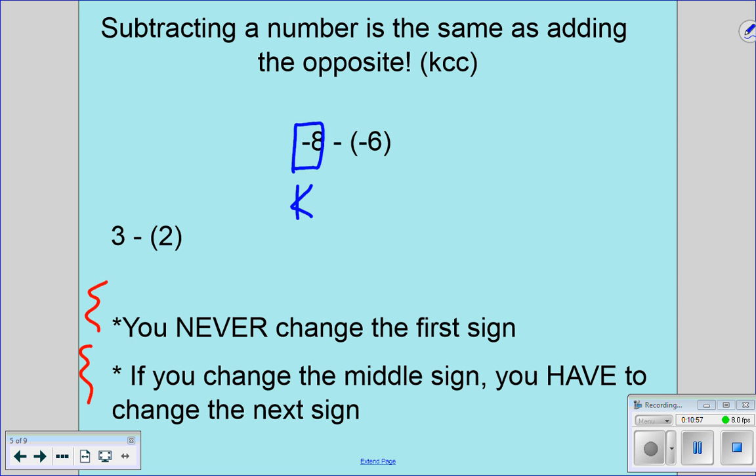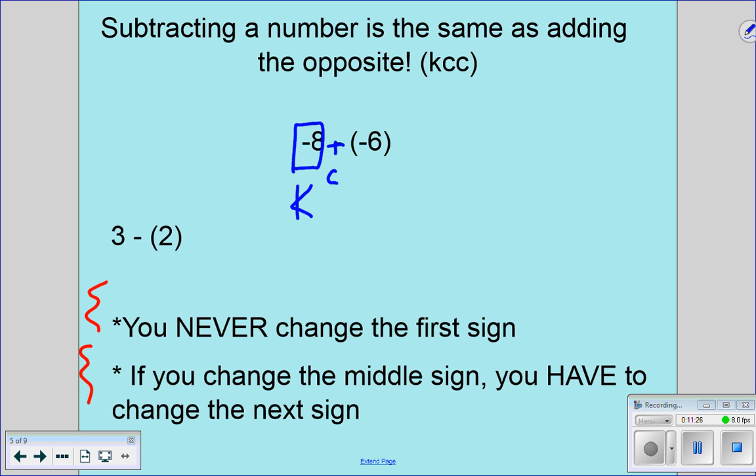Now, after we put that -8 on our desk, we added some 0 pairs to it. So we're actually going to change this subtraction sign to an addition sign. That's what I mean by change. So we're going to keep -8, and we're going to change the subtraction sign. And if you change the middle sign, guess what you have to do to the next sign? You have to change it.